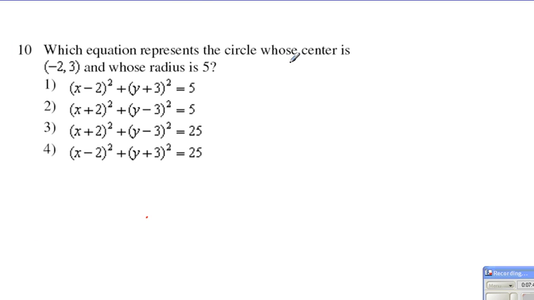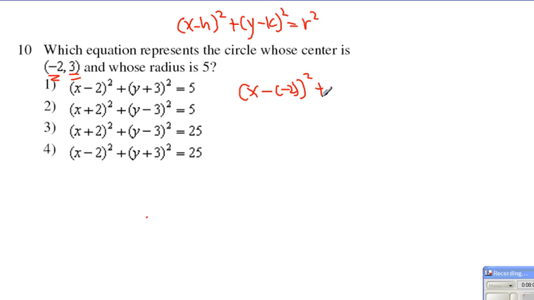Now here, the equation of the circle goes this way: (x - h)^2 + (y - k)^2 = r^2, notice the minus is there, where h and k are the center. Now when you plug in -2 and 3, we would have gotten x minus -2, which makes things positive, plus (y - 3)^2 equal to radius 5 squared. When you simplify this one, we will get an answer that will be equal to number 3.